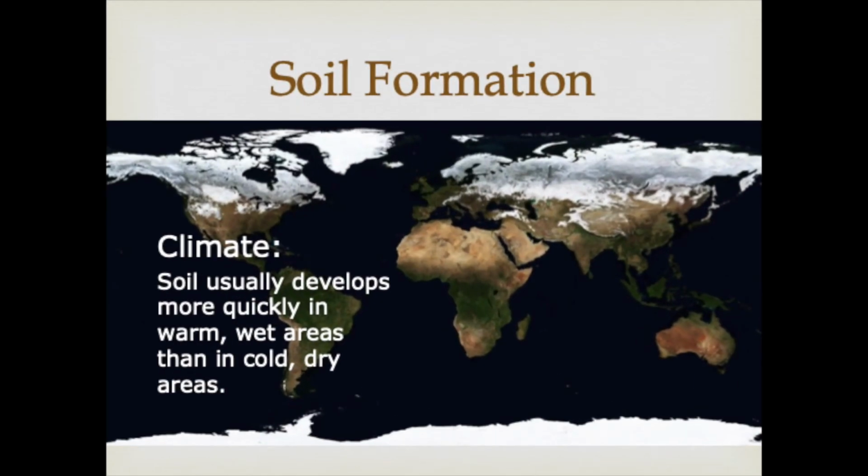And then we have soil formation and the variable of climate. Soil usually develops more quickly in warm, wet areas than it does in cold, dry areas. This is due to how things break down. Think about how an organism breaks down after it dies. If it's in a cold area, it's going to take longer. If it's in a warm and wet environment, it's going to combine with the minerals to make the soil even quicker.